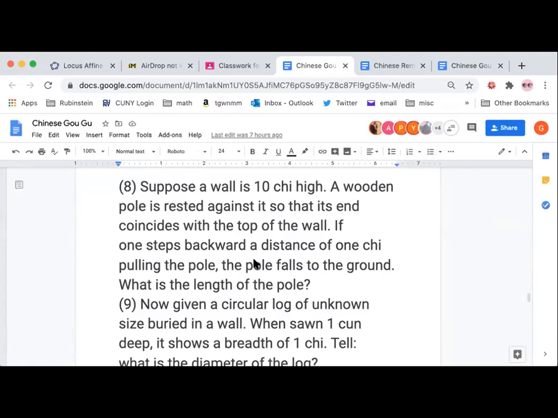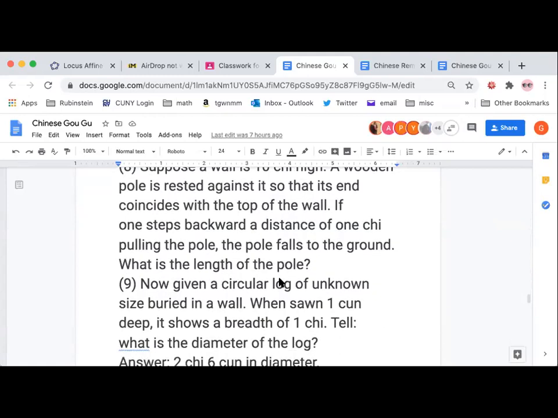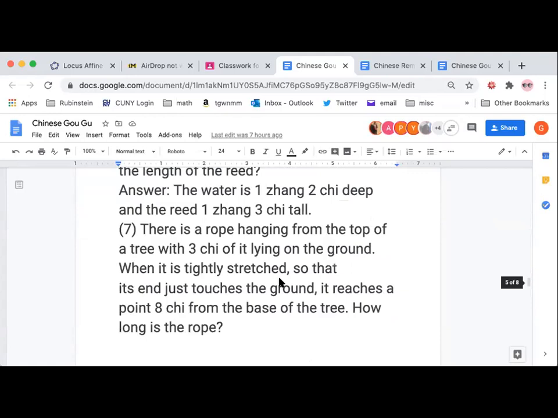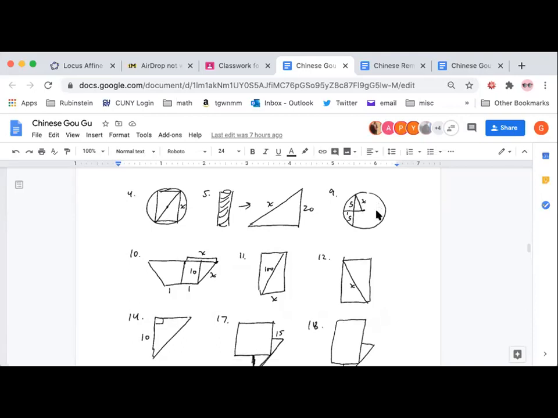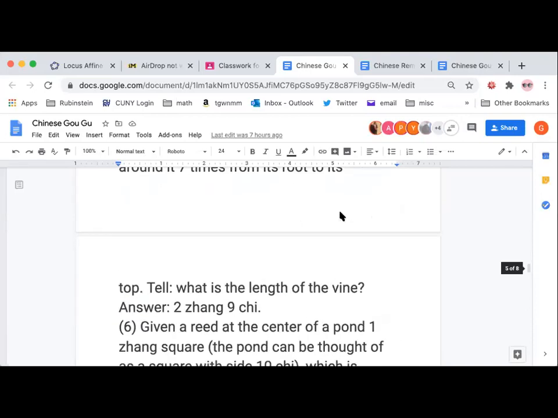Number 9 is a weird question. There's a log buried in a wall. So I gave you the diagram for that because this here is the wall and the log is pushed into the wall sideways. So it makes a shelf. I don't know how you would actually do that, but that's what the picture looks like. This here is the wall. This is the log. A little piece of the wall is embedded in it. And I have pictures for the other ones.